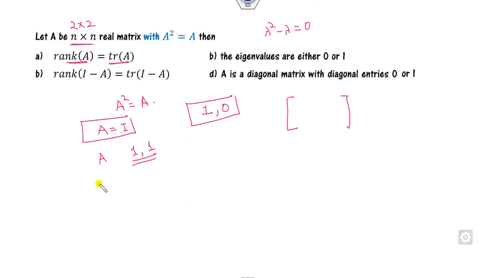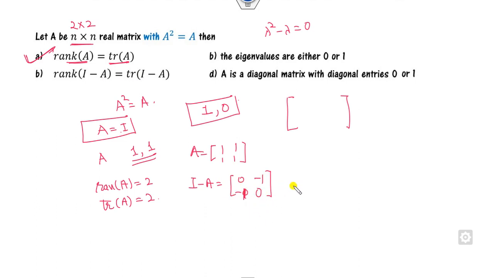Now if I take the rank of A equal to the trace of A, if I take A as I, what is the rank of A? It is 2. What is the trace of A? 2. So this is correct. What is the rank of I minus A? If A is the matrix 1, 1, 1, 1, what is I minus A? 0, minus 1, 0, minus 1, 0. So what is the trace of this? 0. The rank of this clearly says that the eigenvalues are either 0 or 1. Yes, that's true, because if you consider this as lambda squared, the eigenvalues are either 0 or 1. So this option is also true.